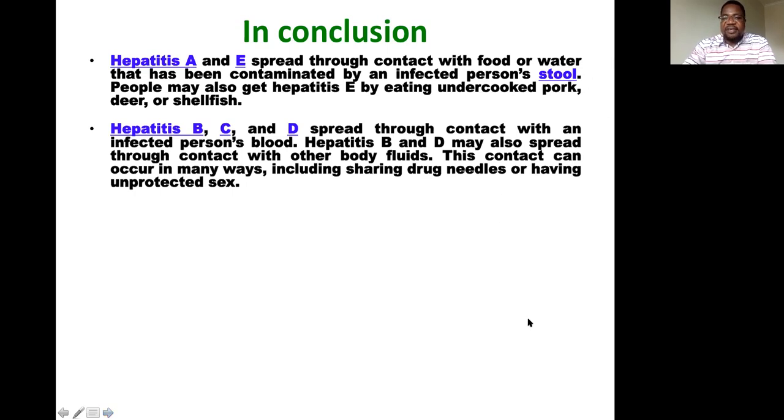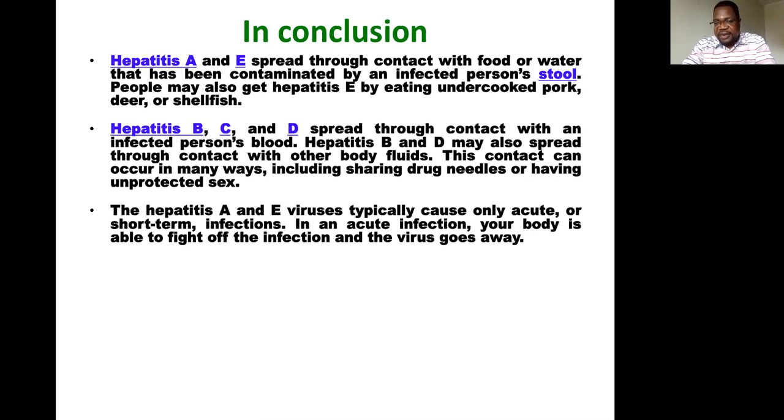B, C, and D spread through contact with an infected person's blood or body fluid. B and D may also spread through contact with other body fluid, mainly. This can occur in many ways, including sharing of needles or unprotected sex. You must also know that hepatitis B, mainly, is a sexually transmitted infection, so it can be transmitted via sexual intercourse.